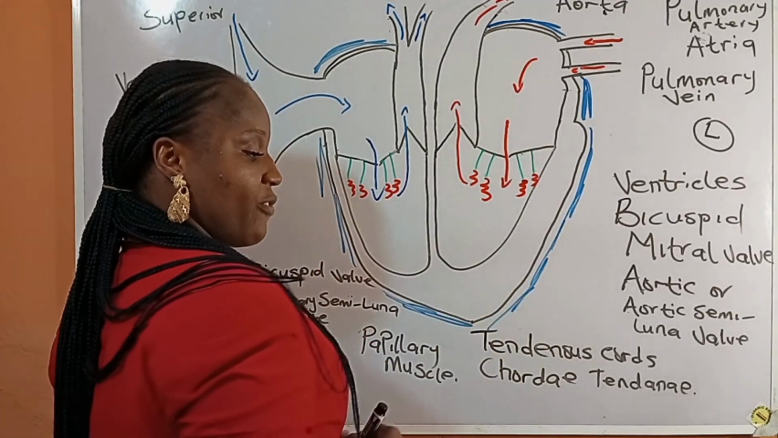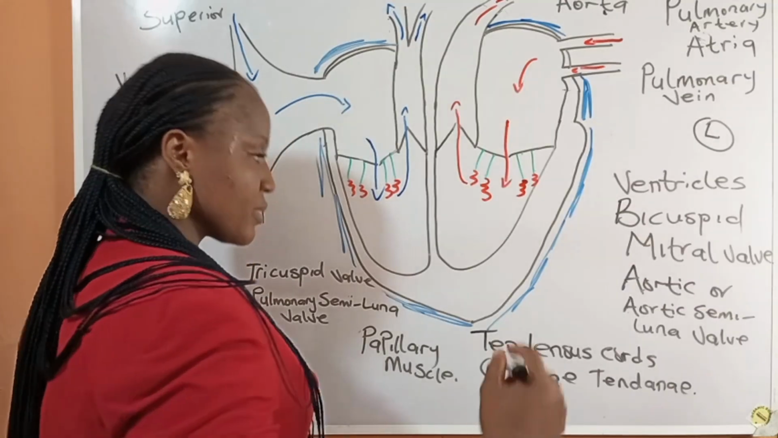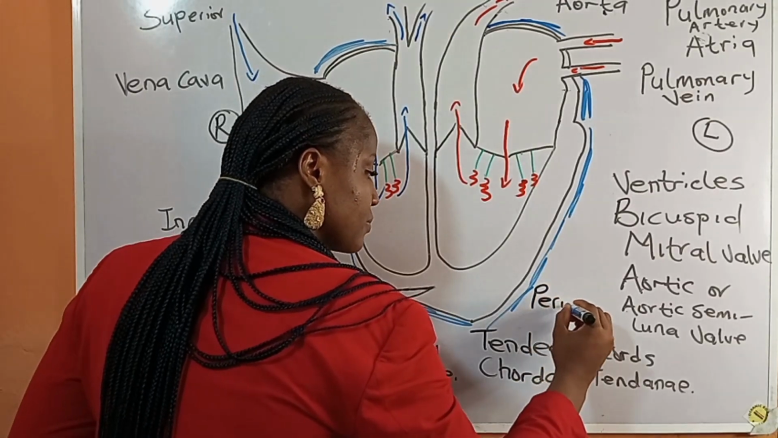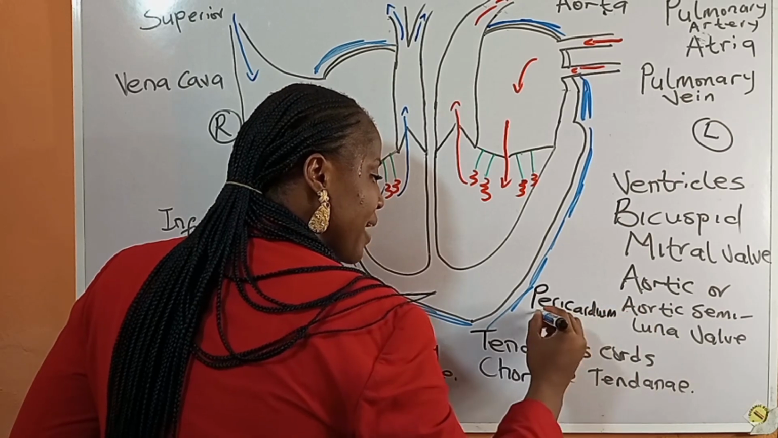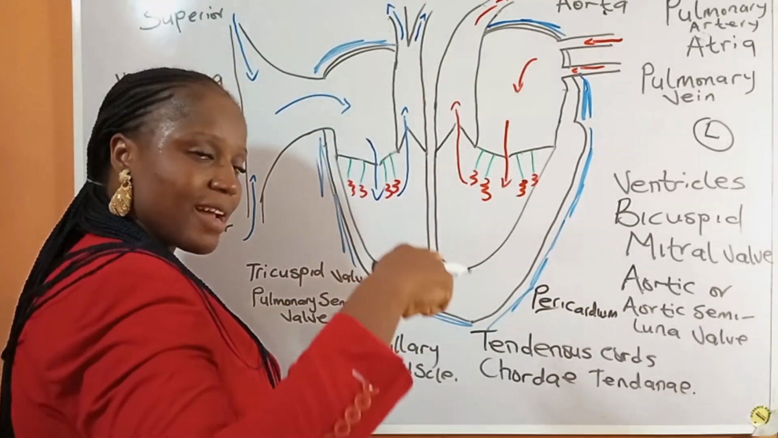and this is referred to as the pericardium. Peri means perimeter, round, right?